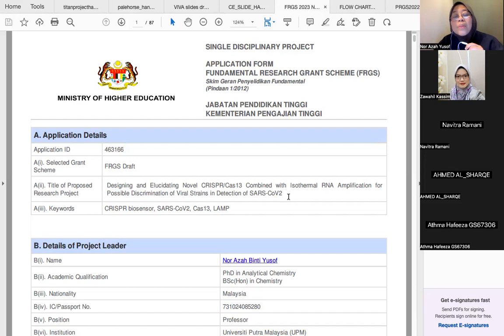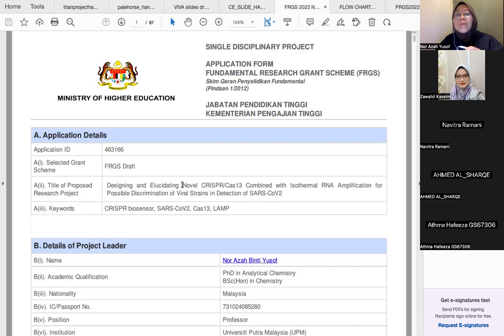So how am I going to solve this? I am going to design and elucidate. This is the choice of word. When you are presenting a proposal, especially when you are trying to get money, the words that you put there play a big role. You want to impress the one who is reading your proposal. So the words play a big role.